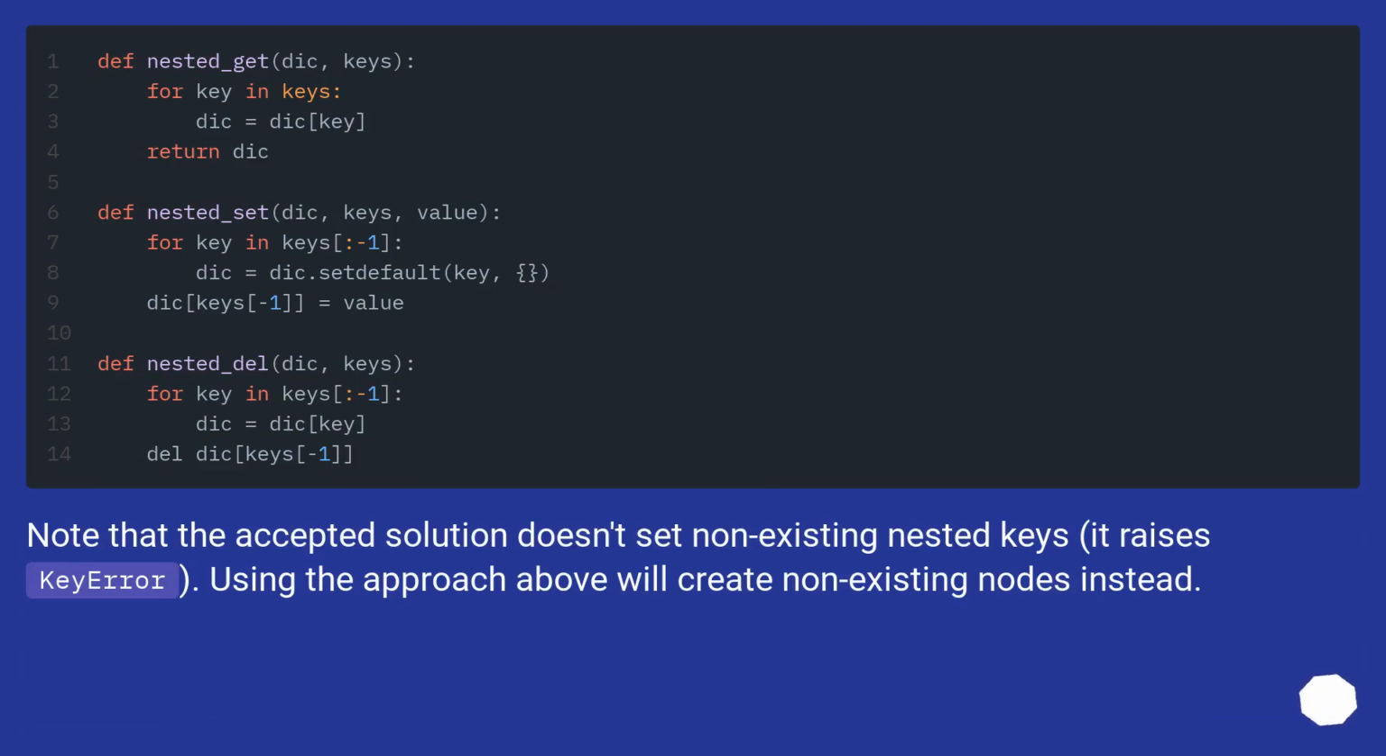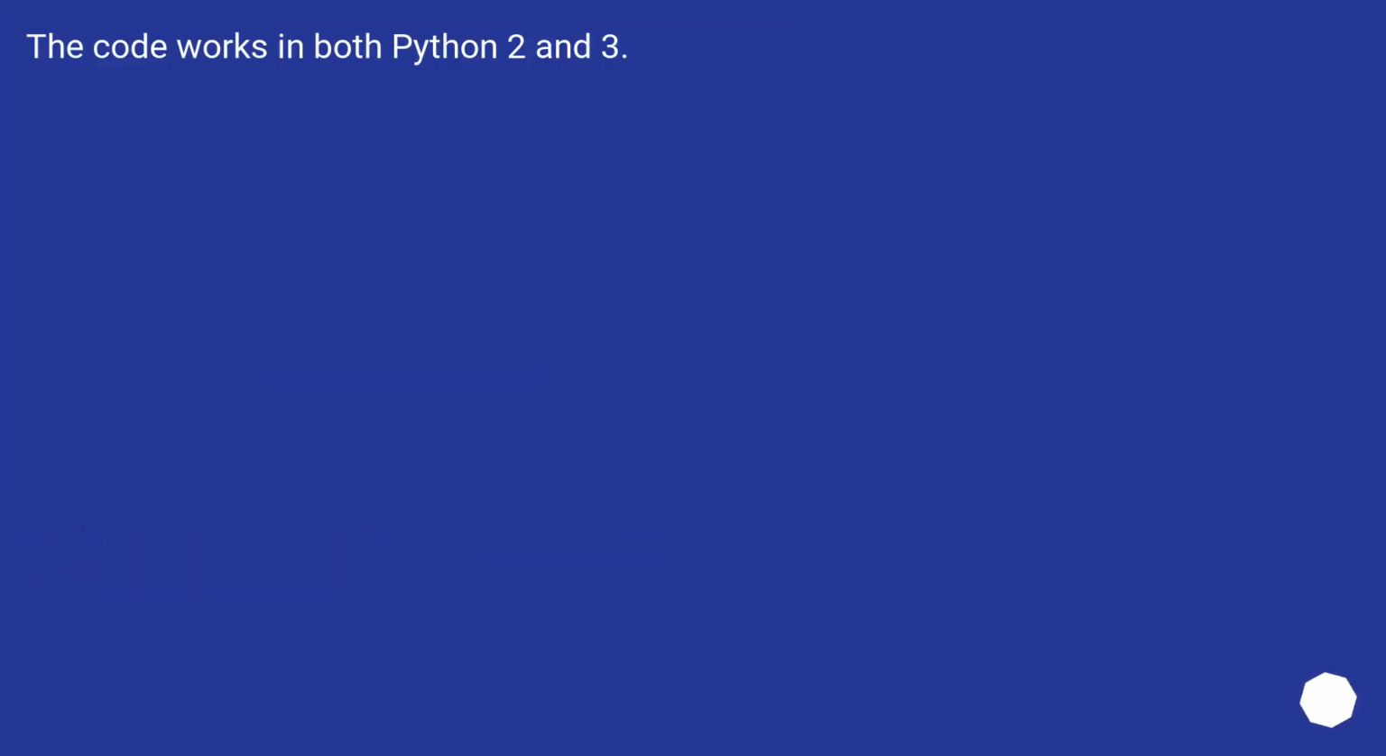Note that the accepted solution doesn't set non-existing nested keys, it raises a KeyError. Using the approach above will create non-existing nodes instead. The code works in both Python 2 and 3.